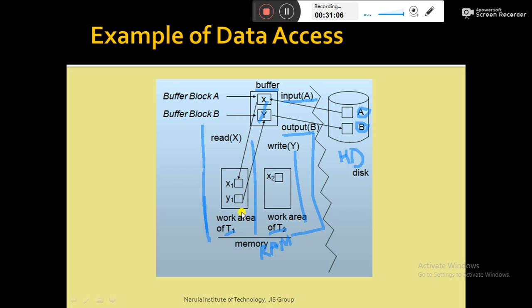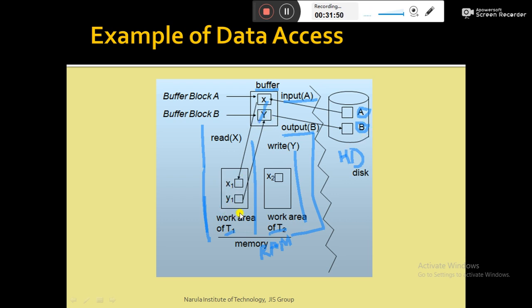What will the write operation do? It will copy the content of the data item from the private area to the system buffer area. Subsequently, when transaction T1 executes the write operation, the operating system in turn will invoke the output(B) operation. Now what is the output operation? It will copy the content of the data item from the buffer area to the hard disk. So, a very interesting point: whenever a transaction initiates the write operation, it copies the content from the private area to the buffer area, and automatically the operating system will invoke the output operation, which copies the content of the data item from the buffer area to the hard disk.